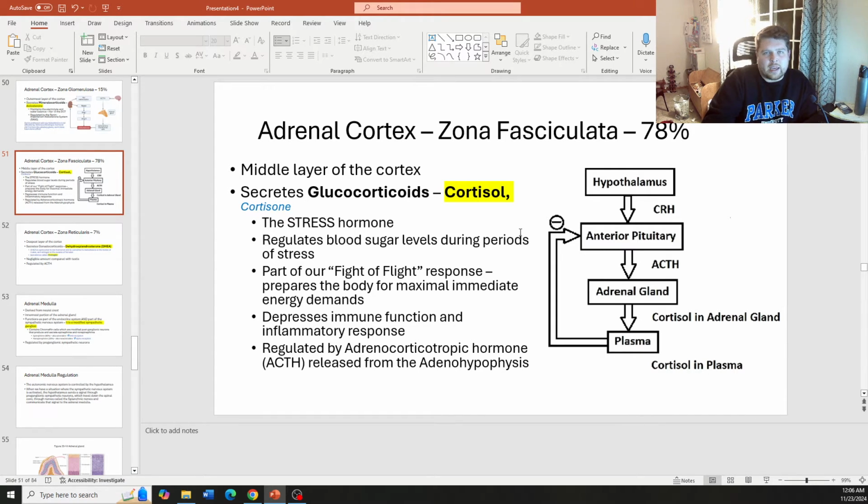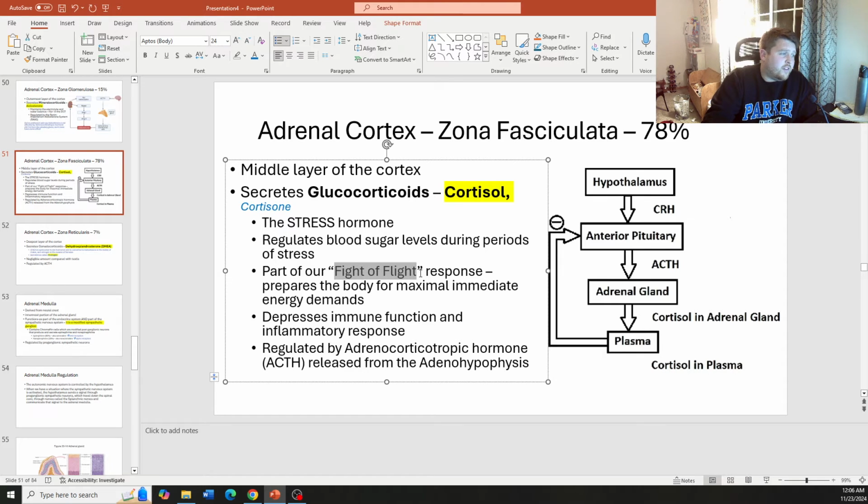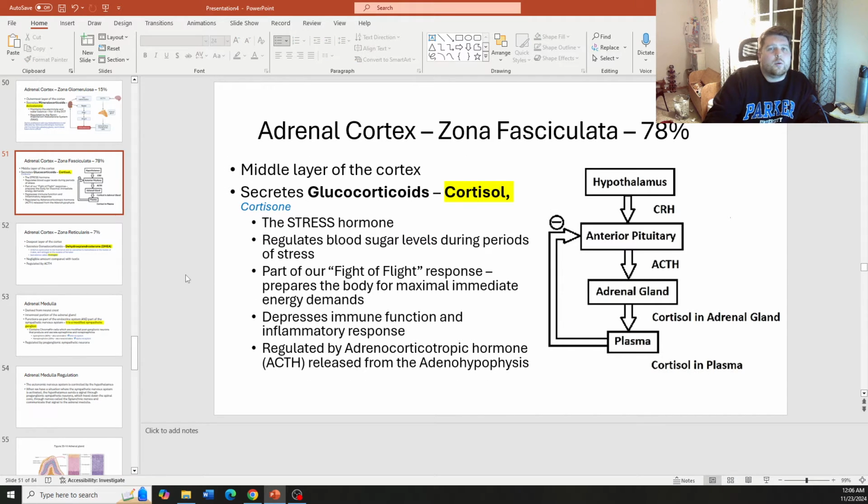Its job is to regulate blood sugar during periods of stress. It's part of our fight or flight response in prepping the body for in case we need to fight or flight. It also depresses the immune system and depresses the inflammatory response, which is why typically after high stress situations like finals week, you tend to come down with some kind of sniffles, or you get a little bit sick because it depresses your immune system.